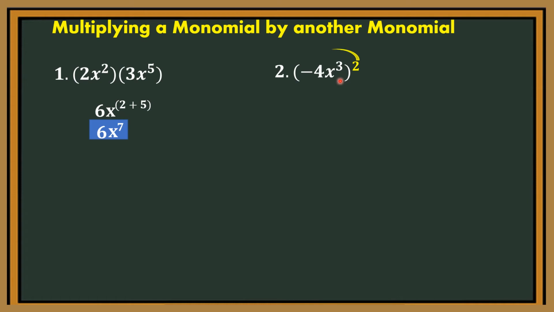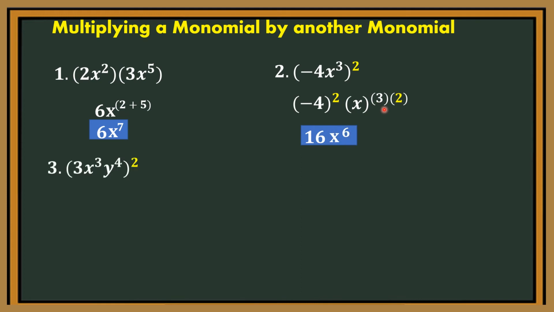So let's have now negative 4 squared, x cubed, then multiply the exponent by 2. Let us simplify it. Negative 4 squared, that is positive 16. And then you just copy x. Multiply the exponent, 6. So we will have now 16x raised to the 6th power.